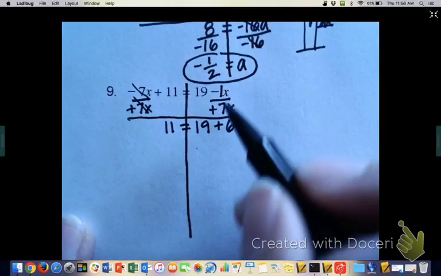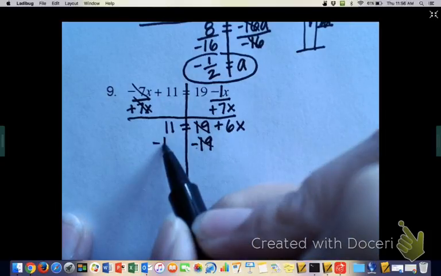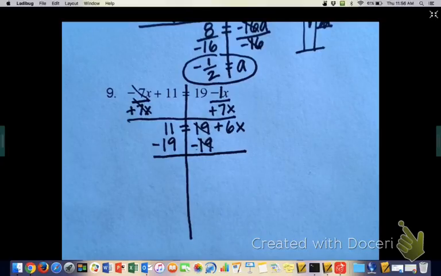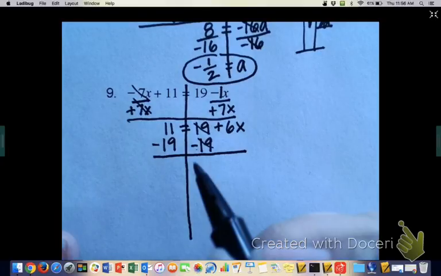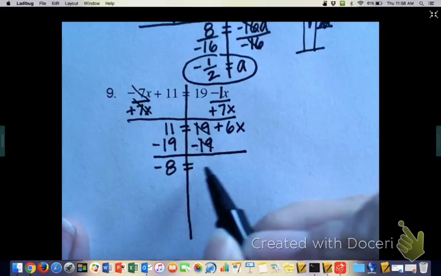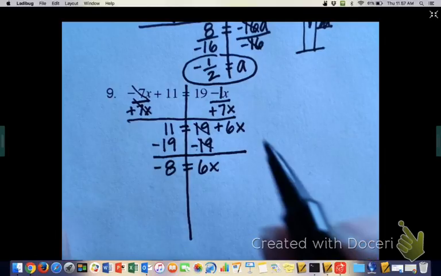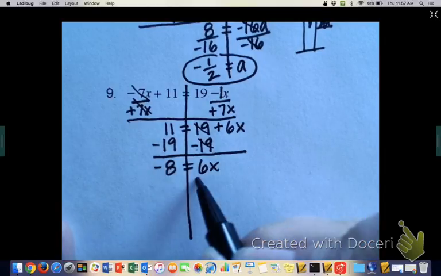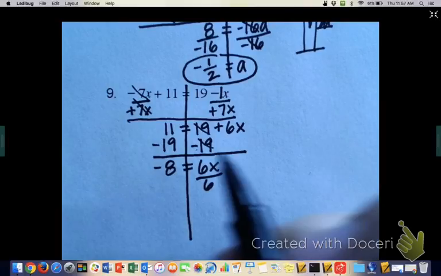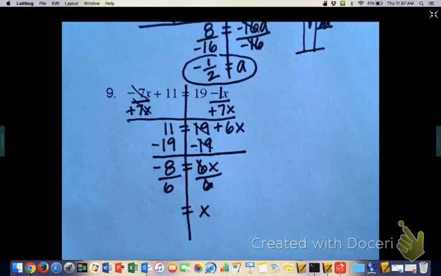We got to get rid of this. Move it away from your variable. It's positive, so we're going to subtract it to get it to go away. 11 minus 19 is negative 8. I think, if I did this one right. And then bring down 6x. This one's going to end up kind of ugly. It's going to be like a fraction. 6 is being multiplied by x, so we're going to divide by 6. X equals negative 8 divided by 6.